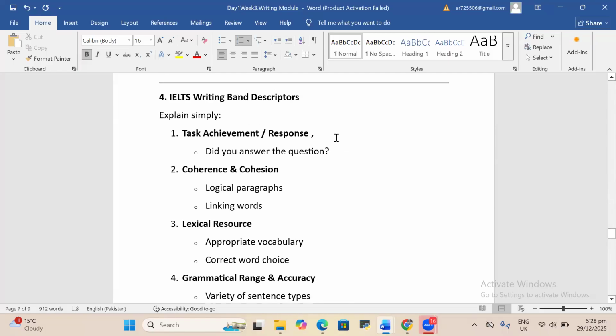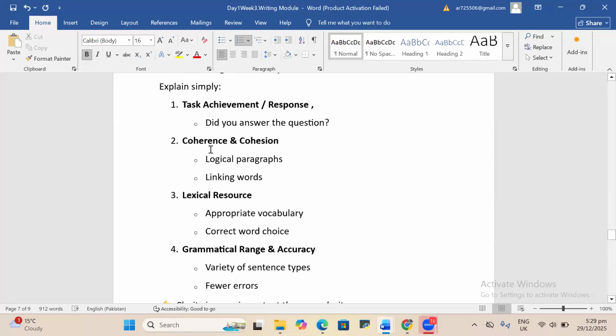If you start giving multiple ideas in a single paragraph, you cannot achieve your task response, and that also disturbs your coherence and cohesion. First you need to write four paragraphs relevant to your task and your essay, and if each sentence is relevant to the question, your task response will be okay. Then you need to also work on point 2, coherence and cohesion.